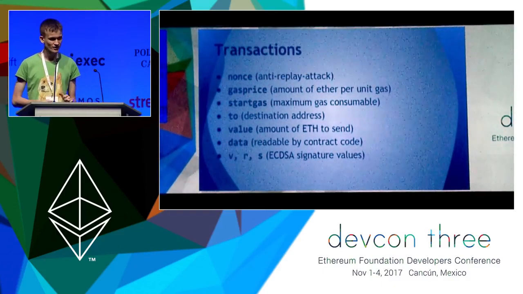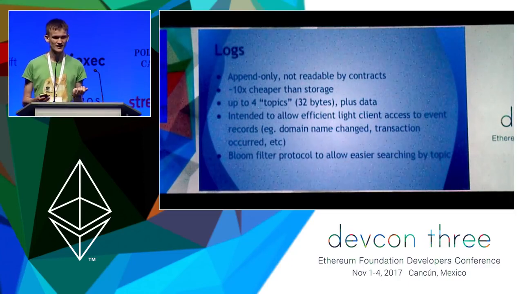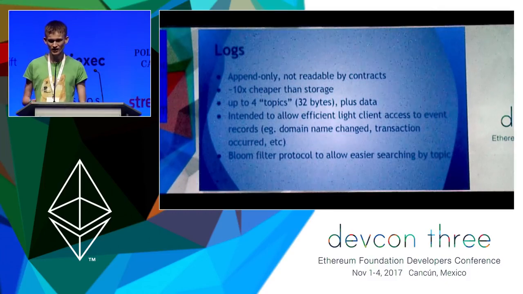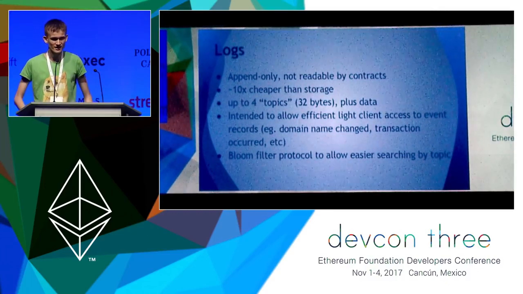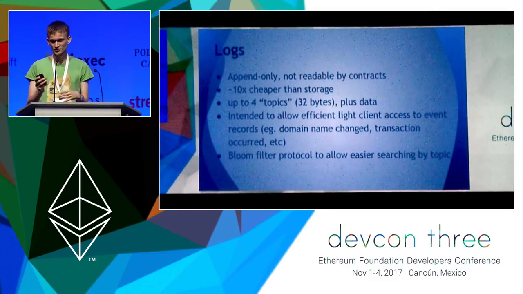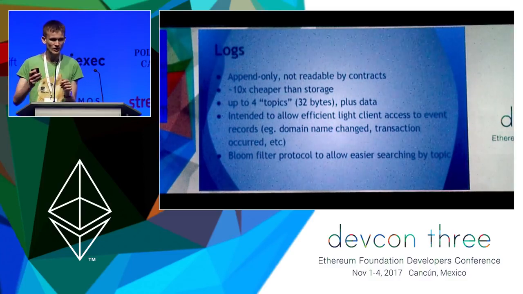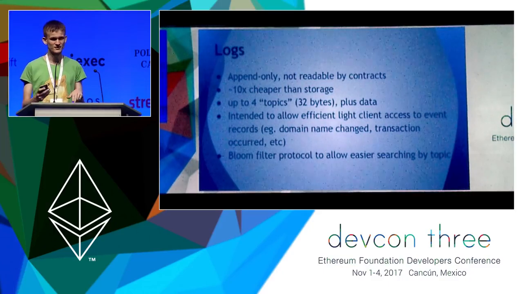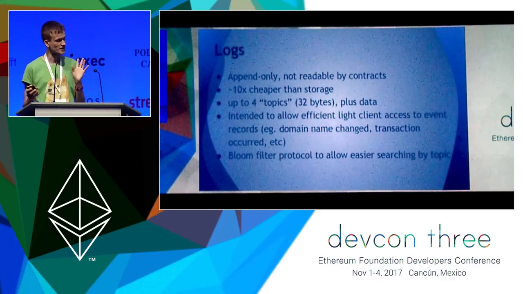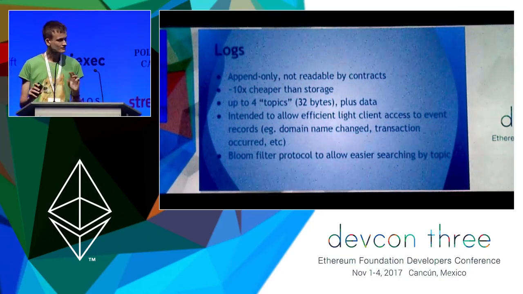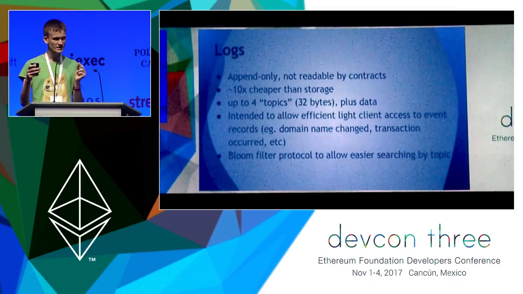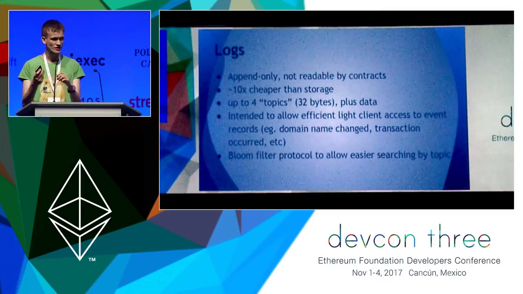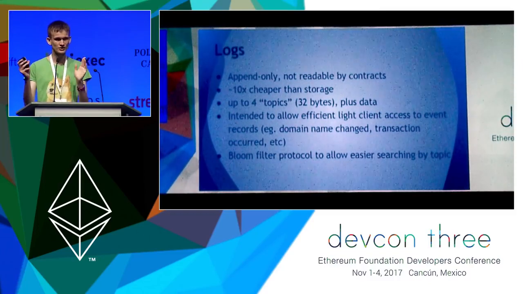So logs are this kind of append-only form of storage which is not readable by contracts. The point of logs is basically to say, here is an event that occurred during contract execution, and we want it to be very easy for people to search for these events and to detect that these events have taken place. A log has up to 4 topics, and there's a Bloom filter so you can search for topics very easily, and it also allows you to store any amount of data.